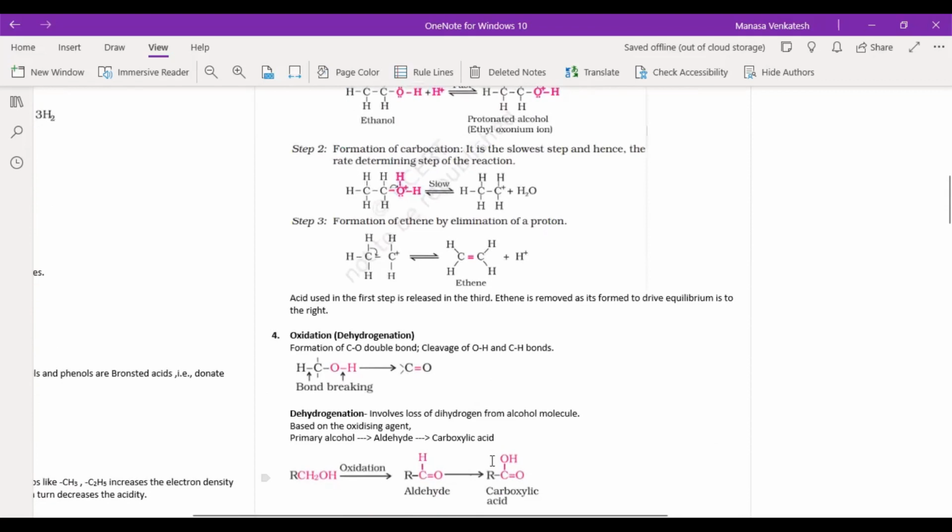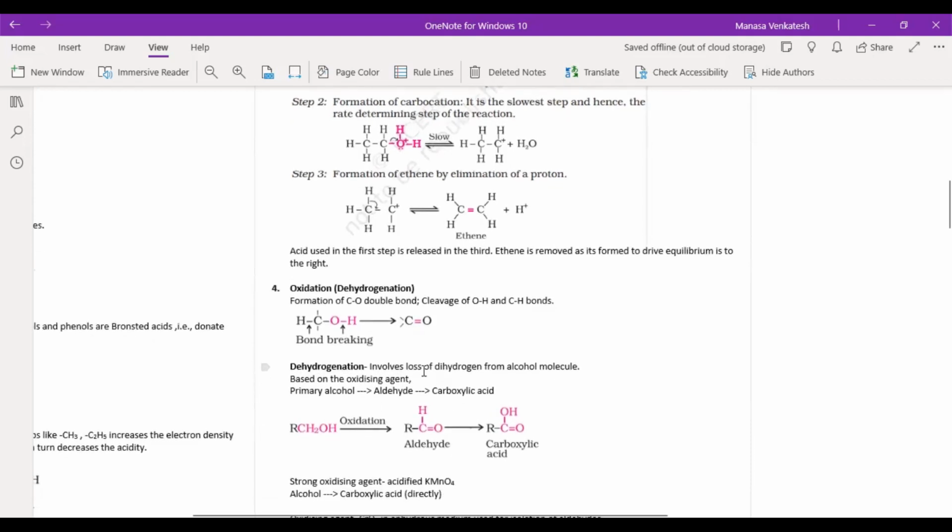Next, oxidation, that is dehydrogenation. Now, when we were studying the synthesis of alcohol, we learned that aldehydes and ketones undergo reduction to give us an alcohol. And we also studied carboxylic acids undergoing reduction to form alcohol. So alcohol undergoes oxidation to give an aldehyde, after which it will form a carboxylic acid. And this is because the H and C bond is going to break, and the O and H bond is also going to break to give us a double bond between the carbon and the oxygen atom. So the loss of dihydrogen is going to take place to give us an aldehyde.